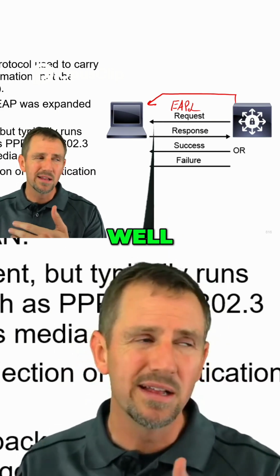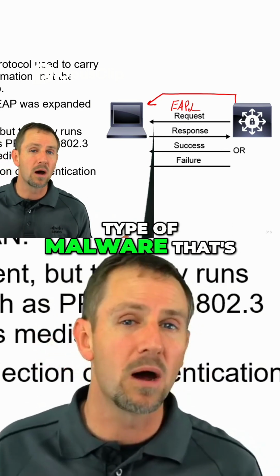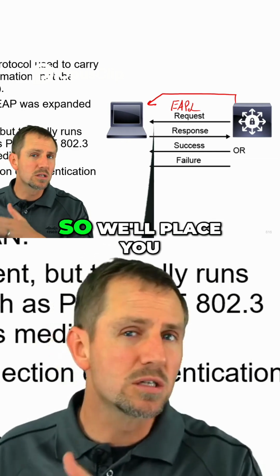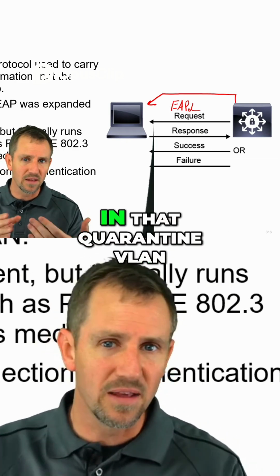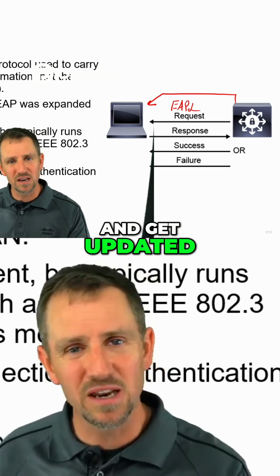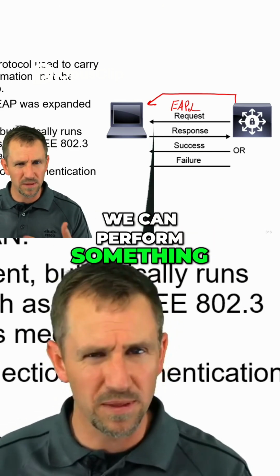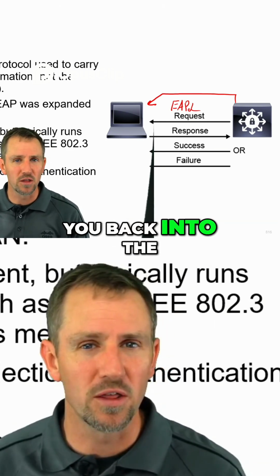We can say, okay, well, let's maybe not put you in general population right now. There could be some type of malware that's circulating that could impact you because you haven't been patched. So we'll place you, for the moment, into a quarantine VLAN. In that quarantine VLAN, you can go ahead and get updated, get patched. Once we know that you're patched, we can perform something called change of authorization, or CoA, to get you back into the normal network.